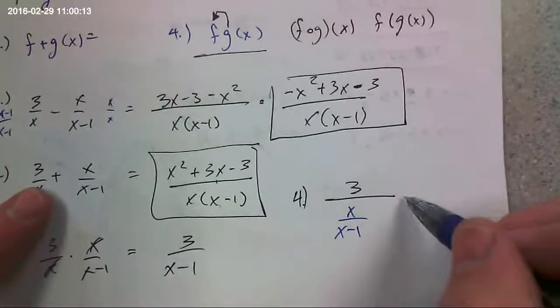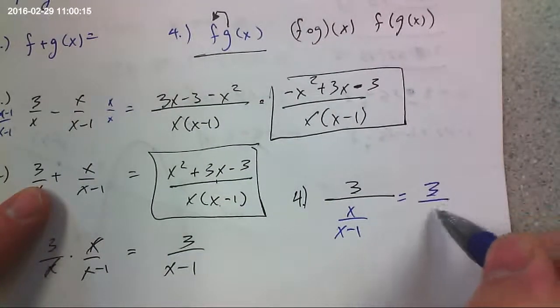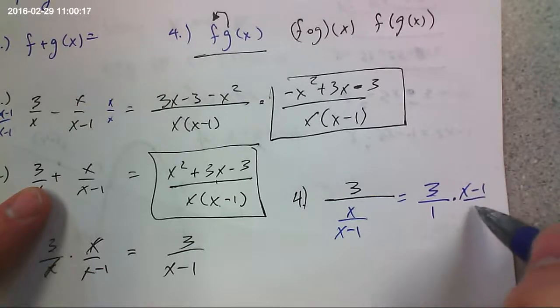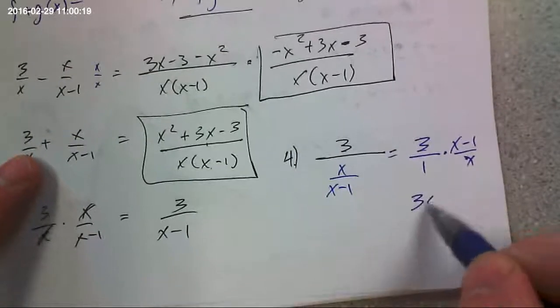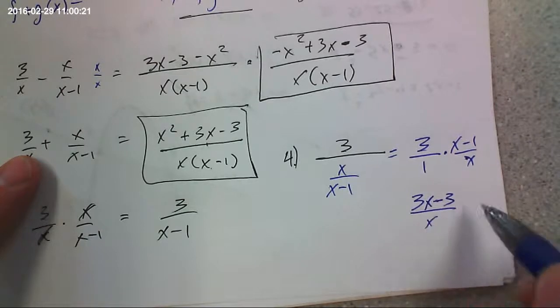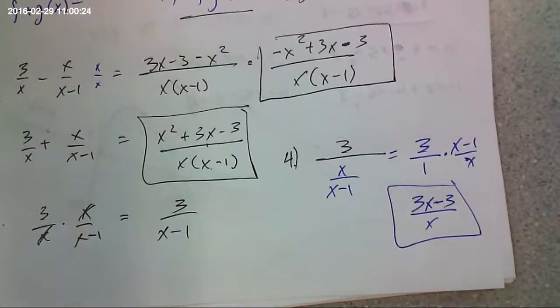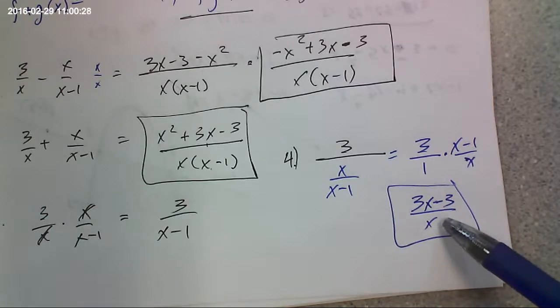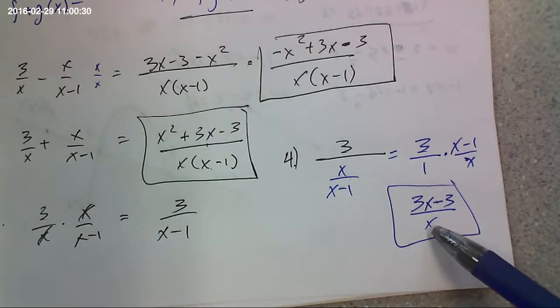So I multiply by the reciprocal. So 3 over 1, of course, times x minus 1 over x. So it's 3x minus 3 divided by x. That's it. Now if it asked you about the domain, which it didn't, but if it did, x could not be 0, because you'd set this equal to 0 and solve it.